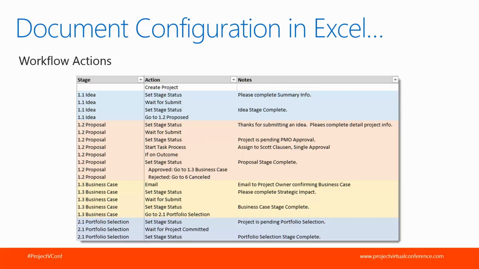So the fourth and final area of Excel documentation is going to be the detail of our workflow actions. So what we like to do is list in a simple table here every step in the workflow. So it starts off with going into the idea stage, and I'm going to go over some of these actions here, but there are things like setting stage status. This shows the user what stage the project's in. Waiting for submit. This would be an action where the project won't advance until the user submits it through the Project Web App. You can see other things here like approvals and where the approval would go based on an approval versus a rejection, etc.